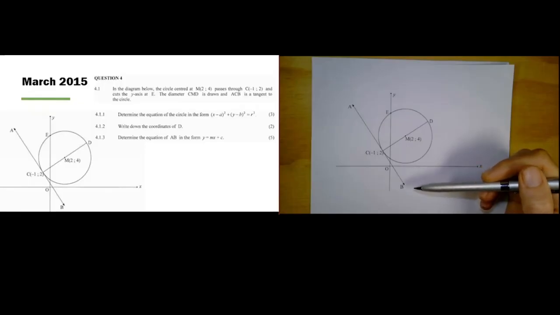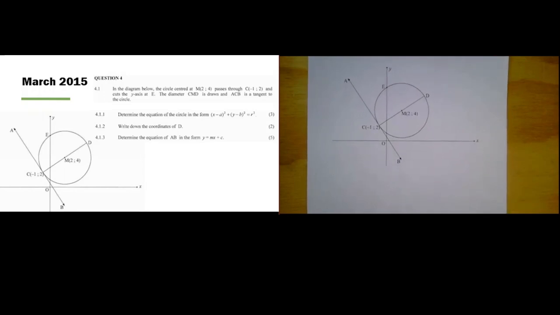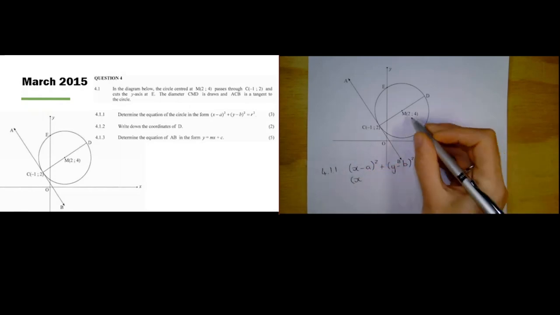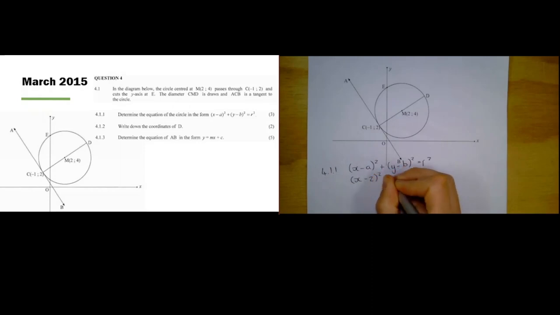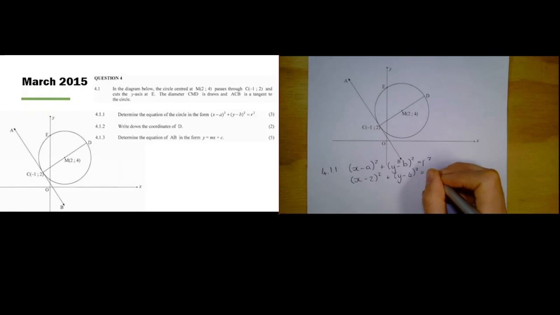First question for 3 marks. Determine the equation of the circle in the form (x - a) squared plus (y - b) squared equals r squared. So let's go write this down for ourselves. They want it as (x - a) in a bracket squared plus (y - b) in a bracket squared equals r squared. Remember, that's the coordinates of the center of my circle, which I've got. So I can immediately go, it's (x - 2) squared plus (y - 4) squared equals r squared.